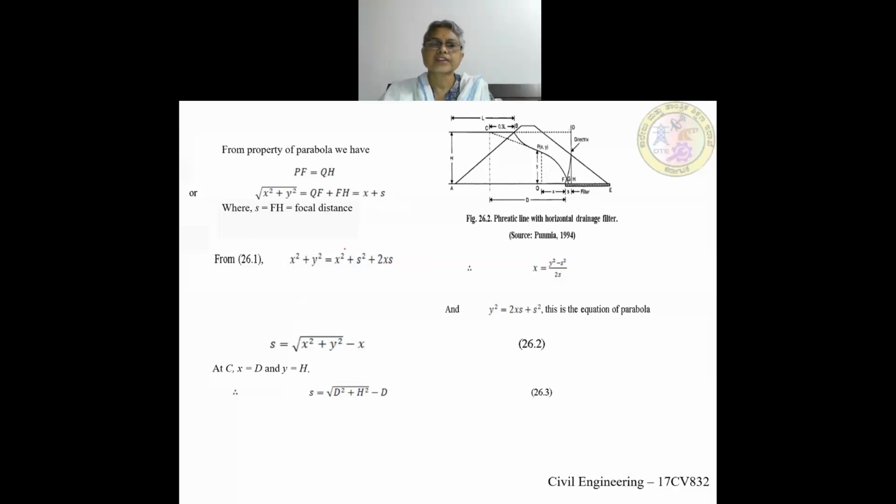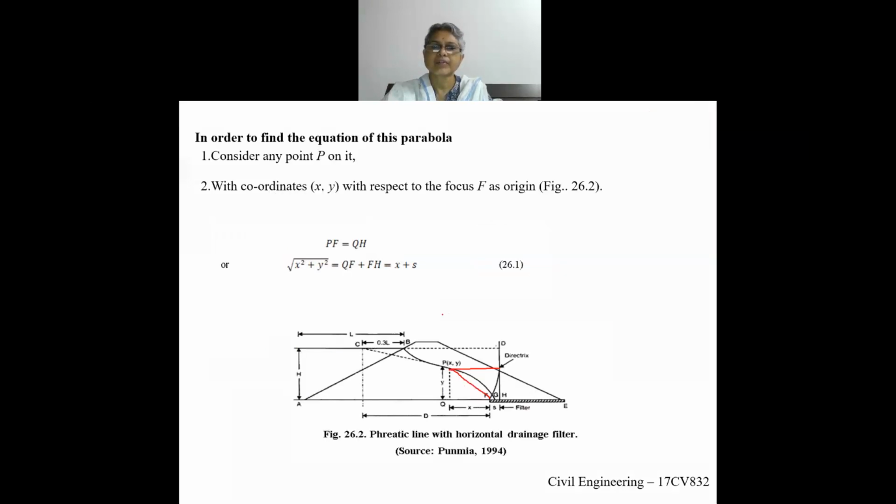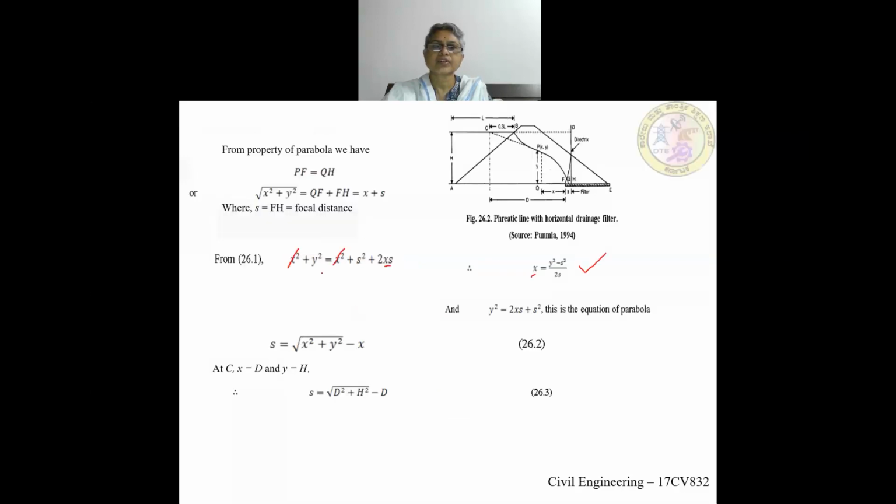So from this, x square and x square will get cancelled. So you can get an expression for x, which is equal to y square minus s square divided by 2s. This is the x coordinate. And y square is equal to 2xs plus s square. This is the equation of the parabola. You can get it from this expression, y square is equal to s square plus 2xs. This is the equation of the parabola.